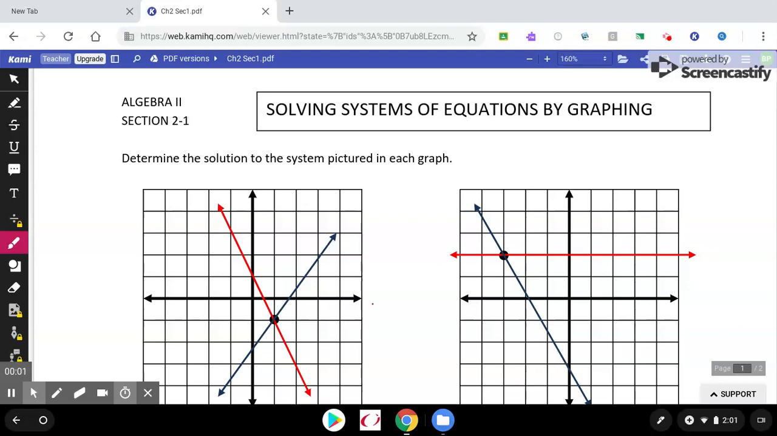Hey, real quick, look at the first graph. Don't look at the directions. Tell me what you think the answer is. System of equations. It's that simple. You see two lines, you're trying to tell me where they cross.